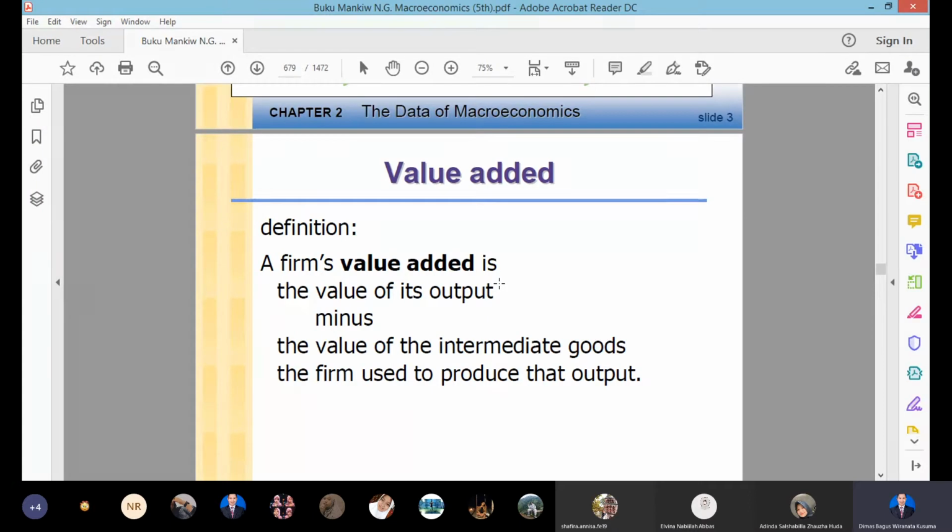From this simple definition, you can imagine that value added basically is the additional value before the final output is produced. There are subsequent productions before the final output is produced. It means that there is a change from intermediate to final goods. Let me look at the example.